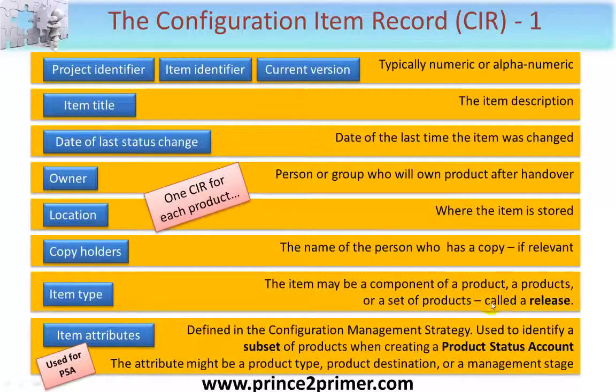Item attributes. We'll actually use this for the product status account, which we'll be mentioning shortly. This is defined in the configuration management strategy, which you've just seen, and it's used to identify a subset of products when creating a product status account. The attribute might be a product type, a type of product, like a door handle, a product destination where it's due to go or to be installed, or within a particular PRINCE2 management stage.